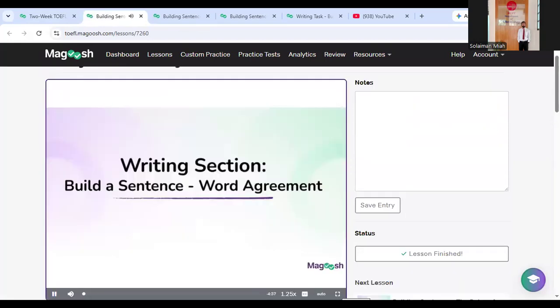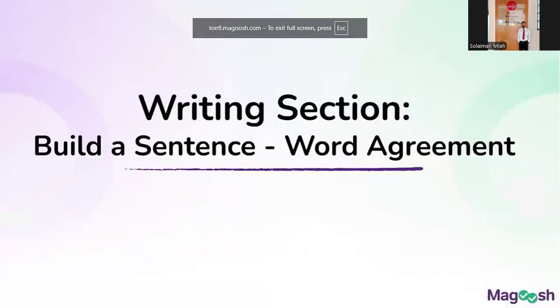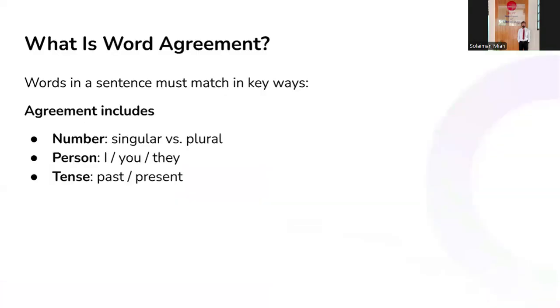In build a sentence questions, grammar isn't something you fix at the end. It actively limits what you can build. Word agreement is a convenient way to narrow options because mismatched words simply cannot go together. Word agreement means that certain parts of a sentence must match. This includes number such as singular versus plural, person such as I, you, or they, and tense such as past or present. For the build a sentence tasks, we'll mostly pay attention to number. The other types of agreement are important in general, but just aren't as helpful for this specific task.